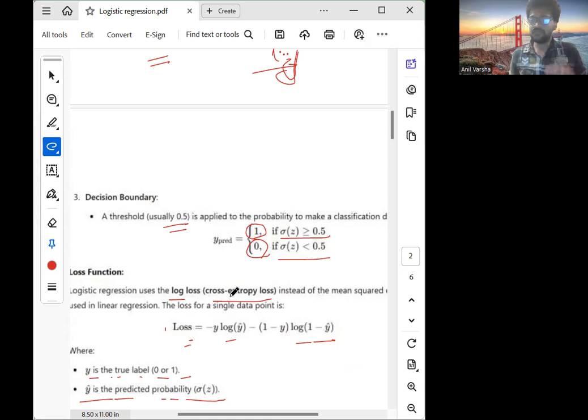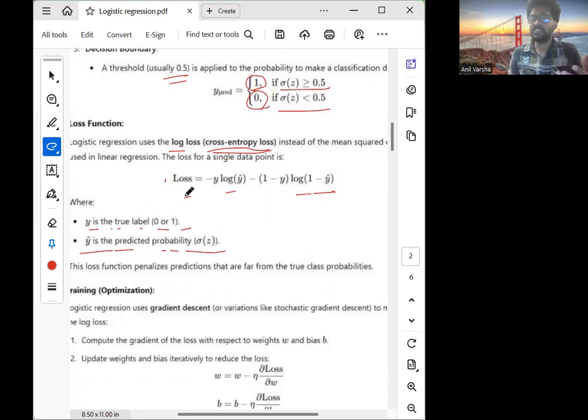Here, in the loss function, we are going to use the cross entropy loss. We are not going to use the mean square error. Logistic regression always uses the cross entropy loss. The loss is equal to minus y times log y cap, minus 1 minus y times log 1 minus y cap, where y is the true label, 0 or 1, and y cap is the predicted probability. This is sigma of z.